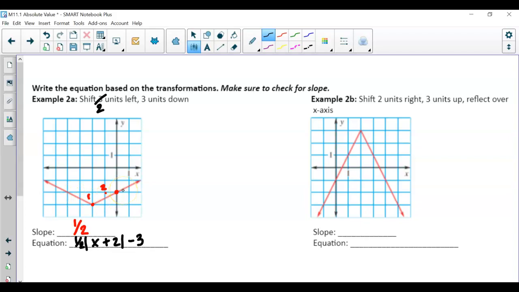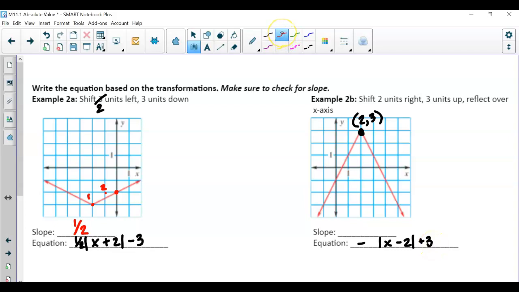So now here in the next example, we're shifting 2 units to the right, 3 units up. So notice again how that matches, and our vertex here is at 2, 3. So right 2 and up 3. And we're also facing downward now, which shows that reflection. So we do need negative on the outside, then x minus 2, right? Since we're going to the right 2, I'm going to put minus 2, then up 3, so plus 3.